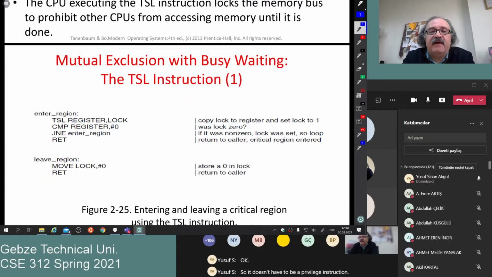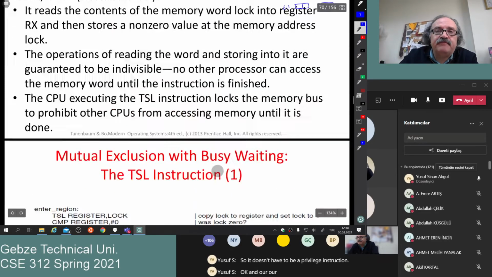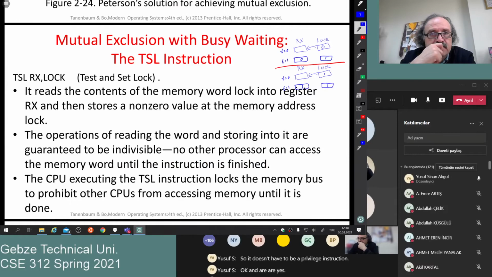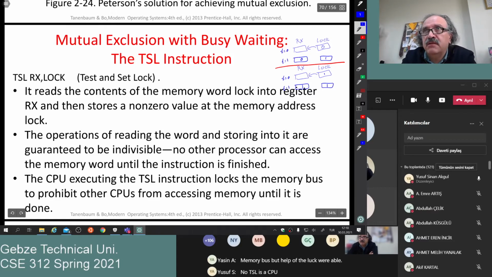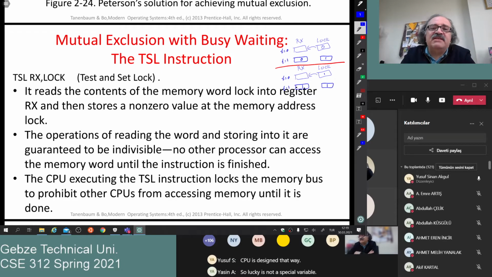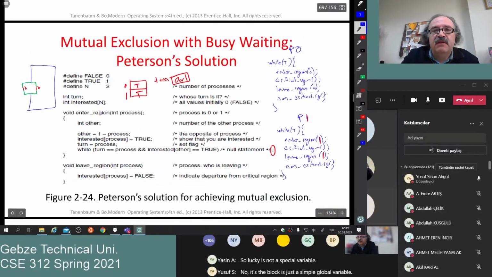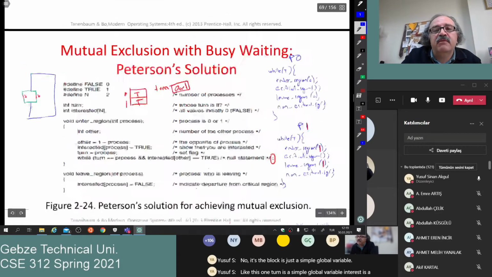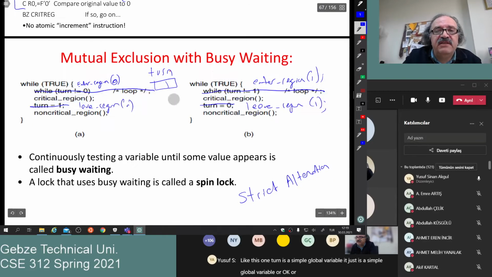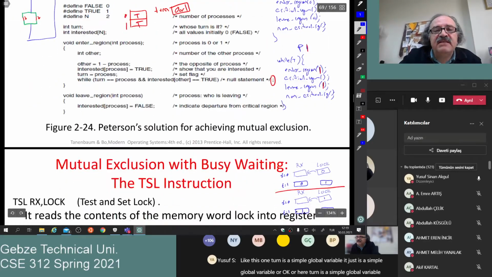How does it do the locking of the memory bus? Like with the help of the lock variable? No, TSL is a CPU instruction. The CPU is designed that way. So lock is not a special variable. No, lock is just a simple global variable, like turn is a simple global variable, and interest is a simple global variable. Here too, turn is a simple global variable, and lock is a simple global variable. That's it.